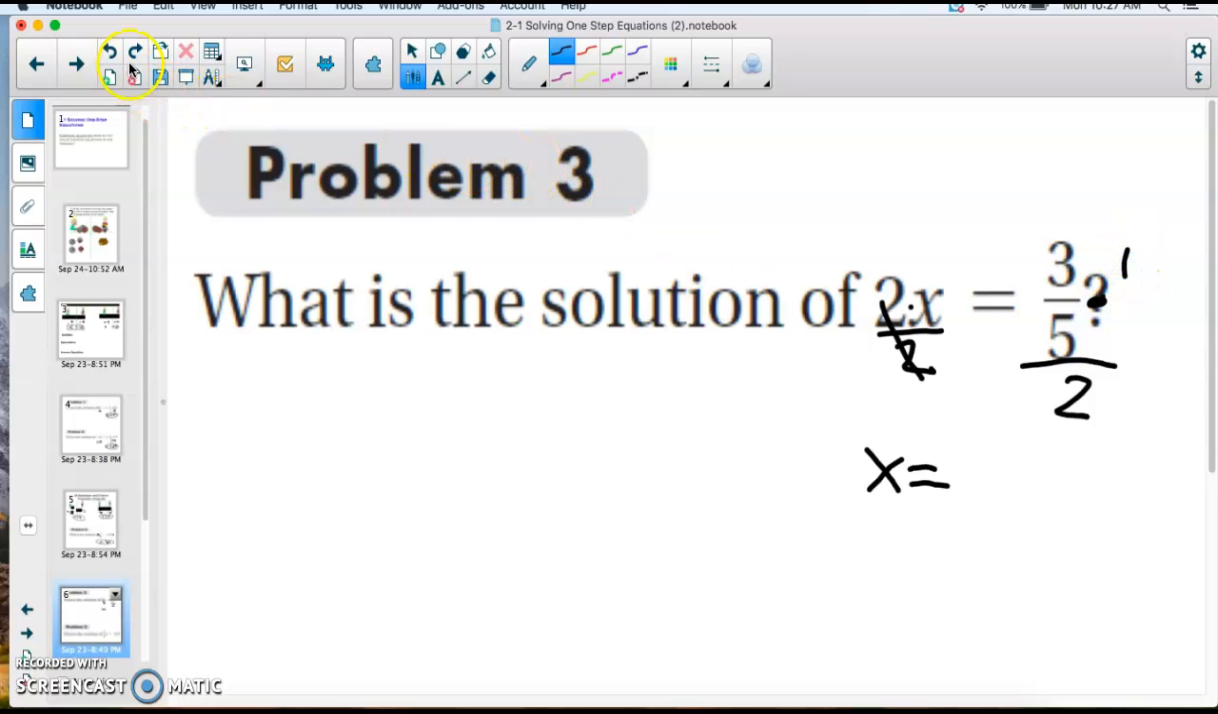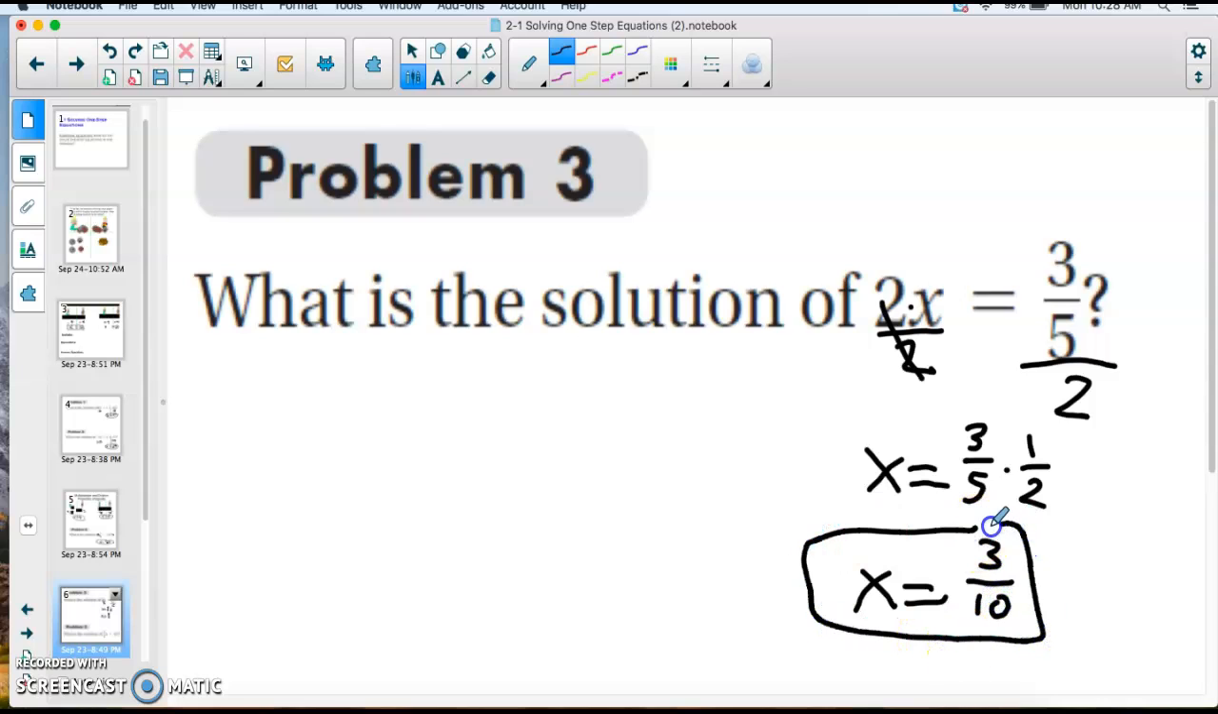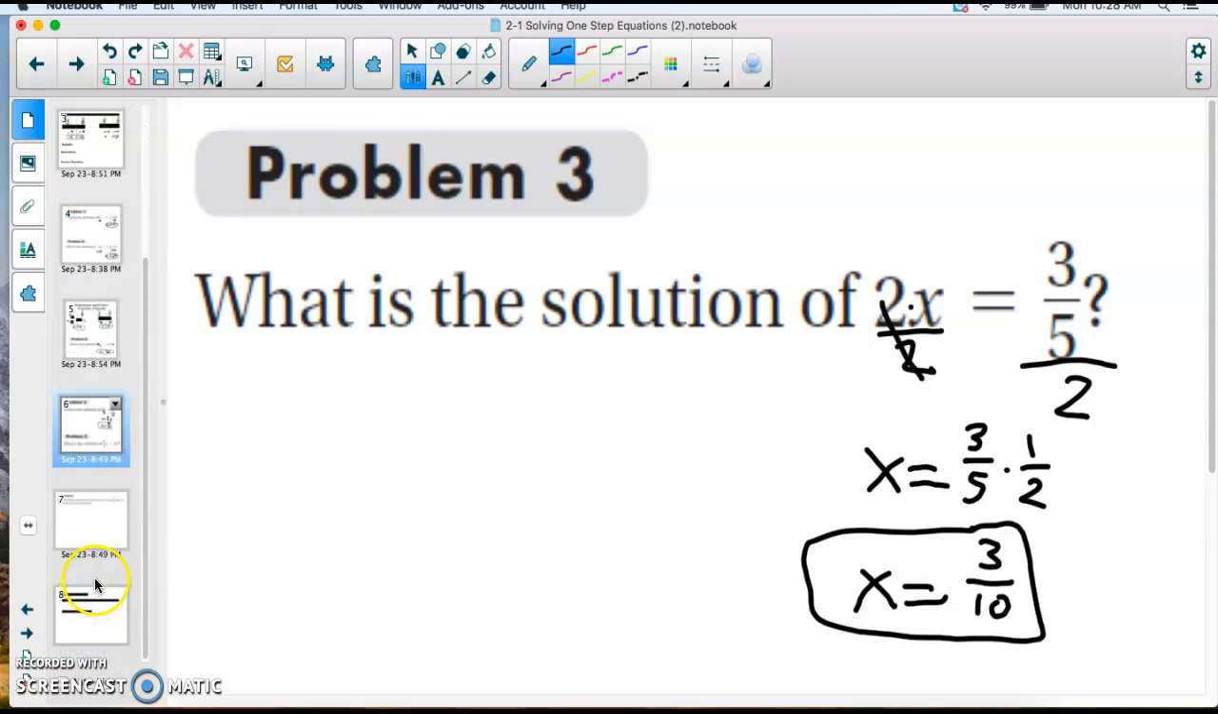Dividing by 2 is the same as multiplying by 1/2. Oh, actually, hold on, I'll do that down here. So we got 3/5. Dividing by 2 is the same as multiplying by 1/2, right? Because if you divide something in 2, that's the same as taking half of it. So we'll just multiply by 1/2, and then we can multiply across. So 3 times 1 is 3, 5 times 2 is 10. So x equals 3/10. If you did it on your calculator and you did 3 divided by 5 divided by 2, you're going to get 0.3, which is 3/10.